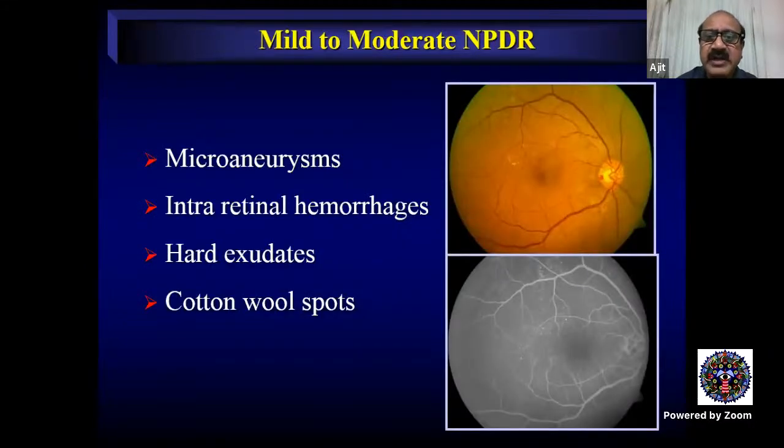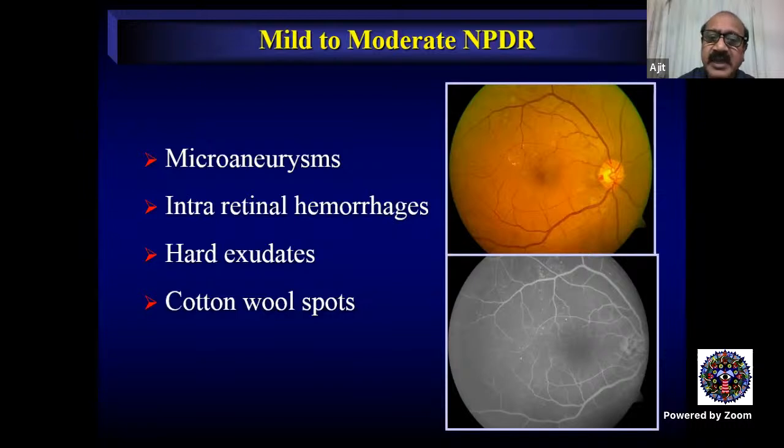To diagnose mild to moderate non-proliferative diabetic retinopathy, the basic lesions are microaneurysms, inter-retinal hemorrhages, hard exudates, and cotton wool spots. Cotton wool spots have later been shown not to be so important in classifying whether it is mild, moderate, severe, or very severe non-proliferative diabetic retinopathy. But microaneurysms are the main sign that this patient could be a diabetic. However, history of diabetes is very important. There are other diseases where microaneurysms can be present, so you need to rule them out, especially radiation retinopathy.